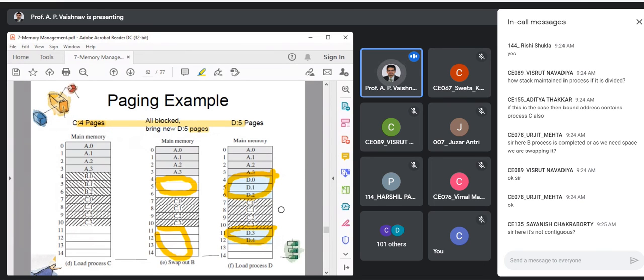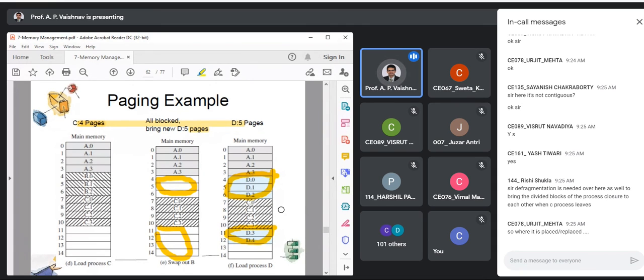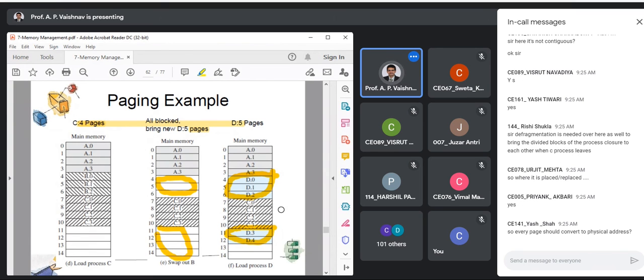In case of fixed partitioning or even dynamic partitioning, contiguity is required. Over here, contiguity is not required, and that is why paging is a very popular scheme that is used nowadays. Understood the concept, all of you? Defragmentation is required over here as well, that's correct, but the amount will be less because ideally it will be at the end. Yes, I agree that there will be internal fragmentation, but we will see where it is occurring in detail.